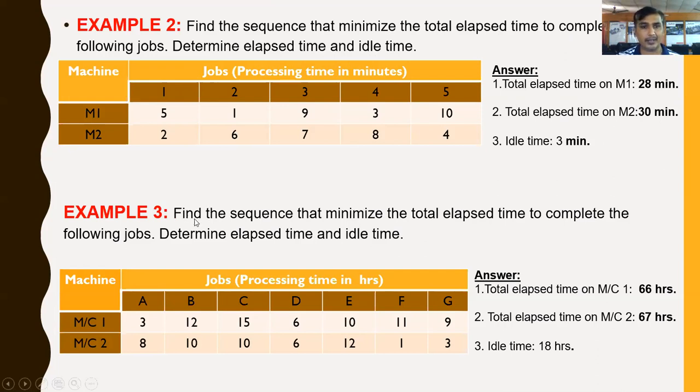Same thing, another example. Find the sequence that minimizes the total elapsed time to complete the following jobs. Again, we have to find the total elapsed time and idle time. Here we have 7 jobs and 2 machines. In both examples, we have to follow the same procedure as per the Johnson algorithm. The total elapsed time on machine M1 is 66 hours, the total elapsed time on machine M2 is 67 hours, and the idle time is 18 hours. Clear?